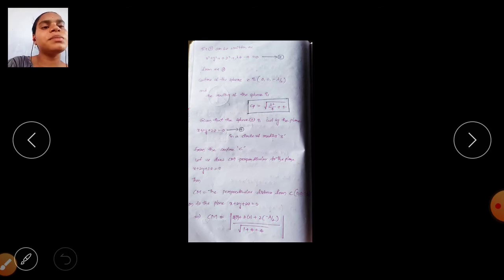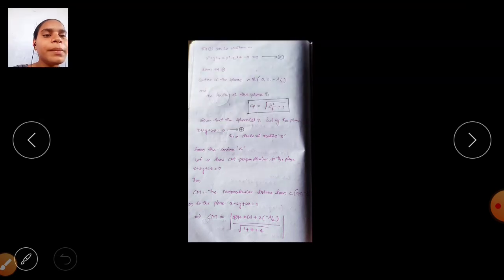Given that the sphere equation 2 is cut by the plane x plus 2y plus 2z is equals to 0 in a circle of radius 3, from the center C let us draw CM as the perpendicular to the plane x plus 2y plus 2z is equals to 0. Then CM is equals to the perpendicular distance from C of 0, 0, minus lambda by 2 onto the plane x plus 2y plus 2z is equals to 0.